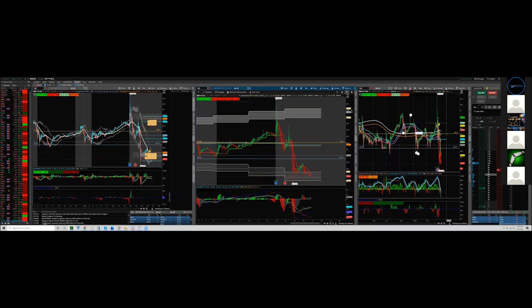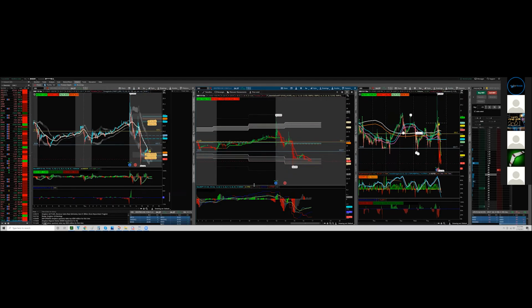Can you see it? Yeah, looks like we stopped at the 4-hour bottom for now. Yeah, that was the target. Unfortunately, like I said, because there was the ER, it wasn't really something I was going to play.